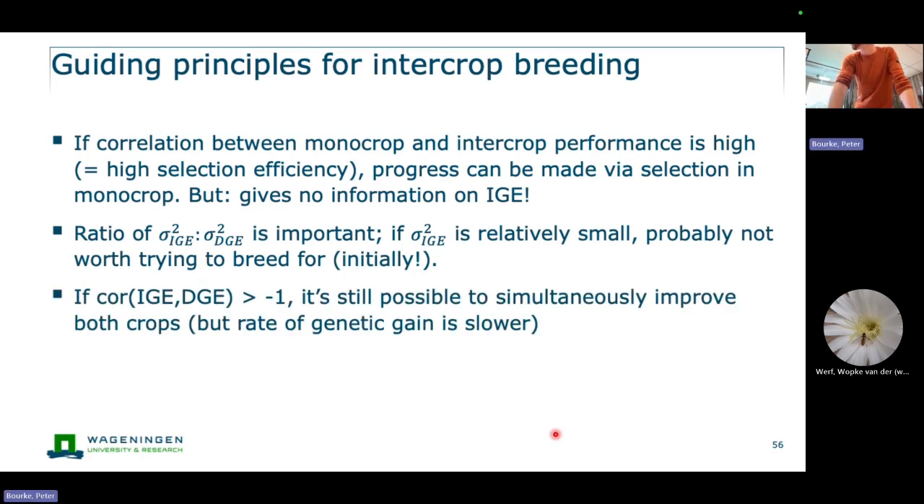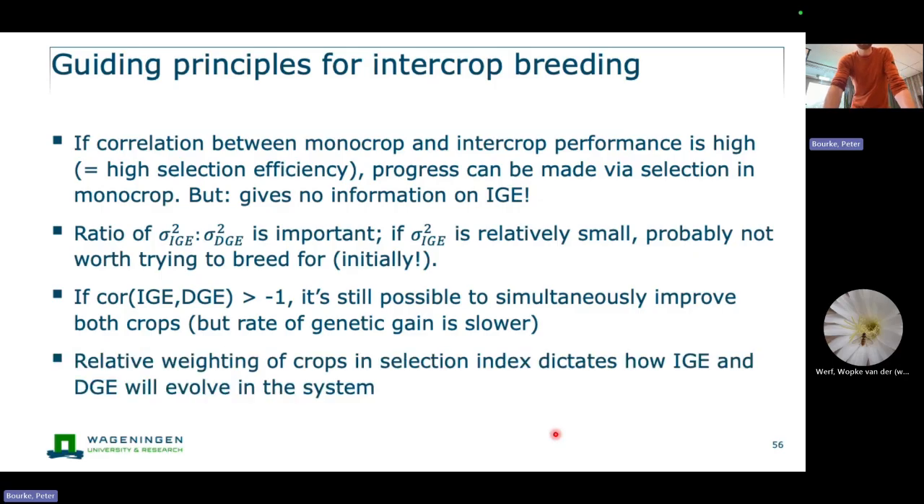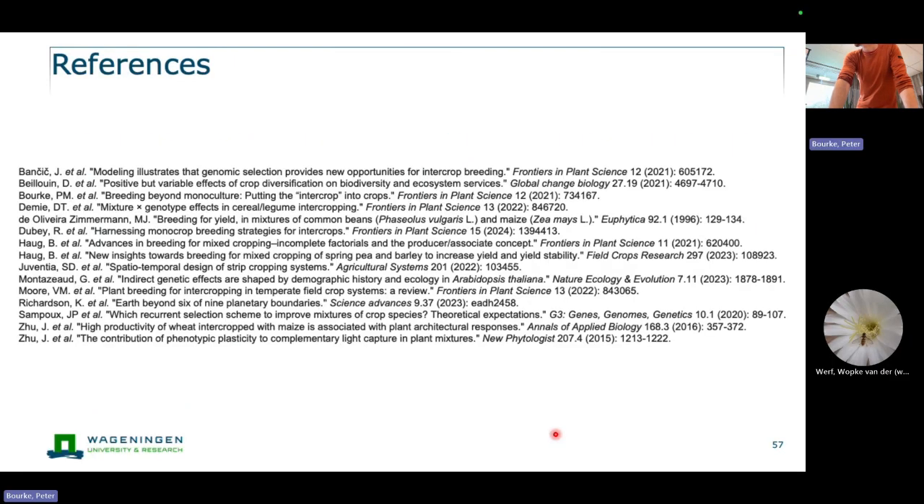We're not there yet. And yeah, I think very small point, but you can have these negative correlations between these effects, but as long as it's not absolutely negative, so in this case, minus 0.55, you can still simultaneously improve both crops, and also improve on the direct and indirect genetic effects. And these weights, in this case economic weights, they guide how these direct and indirect genetic effects evolve in the system. There are some references there.